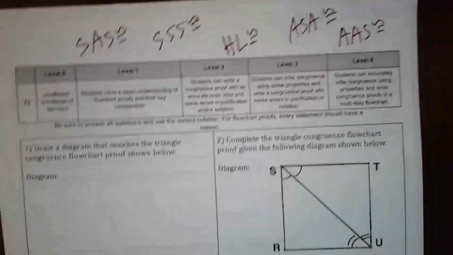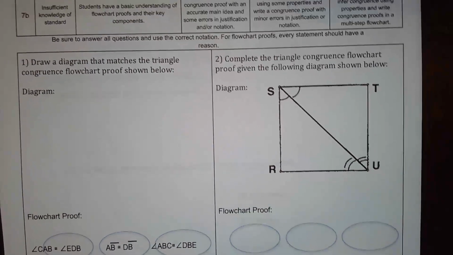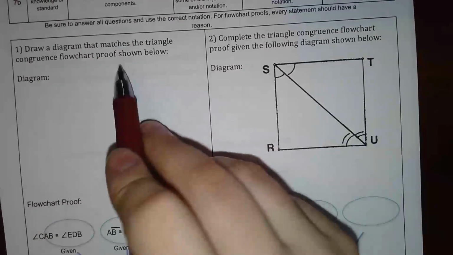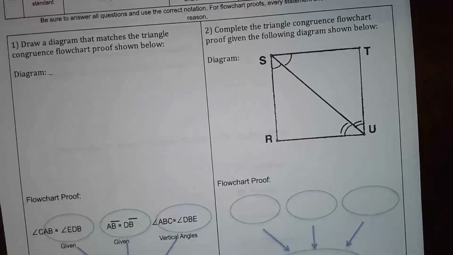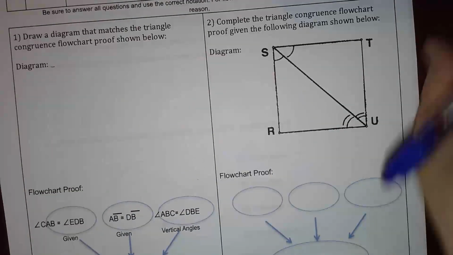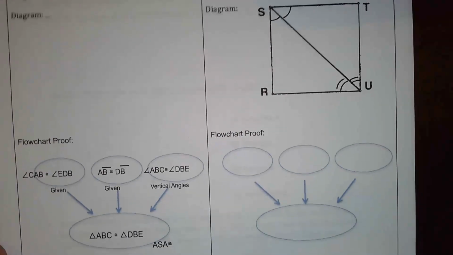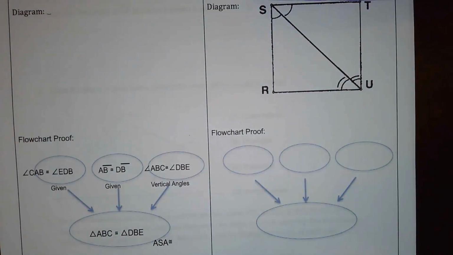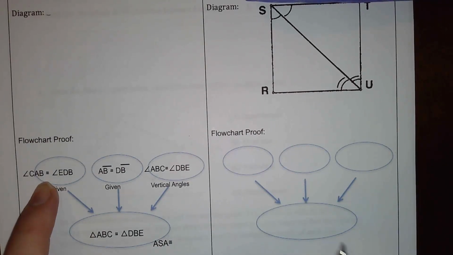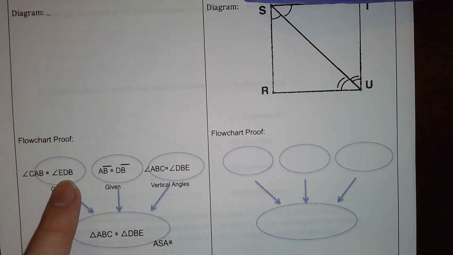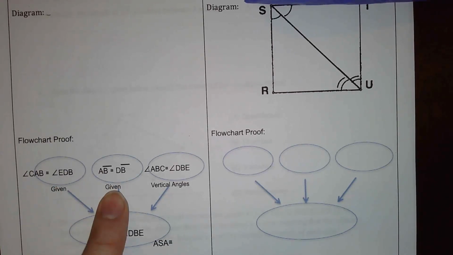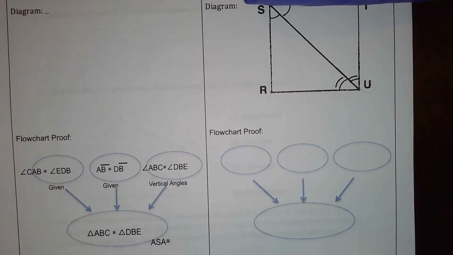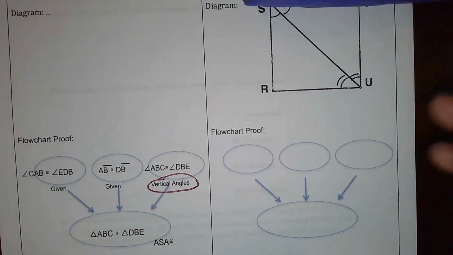So for problem number 1, it asks us to draw a diagram based on the matching of this triangle congruence flowchart proof shown below. So the way that I'm going to proceed with doing this is I'm going to read the flowchart first and decide what kind of diagram I could draw. So right here it says angle CAB is congruent to angle EDB. Okay, that's good. We have congruent sides, we also have congruent angles, but this right here is a very key part. What do vertical angles look like?